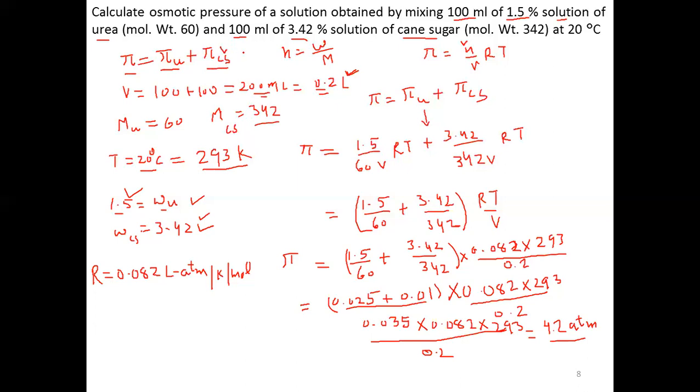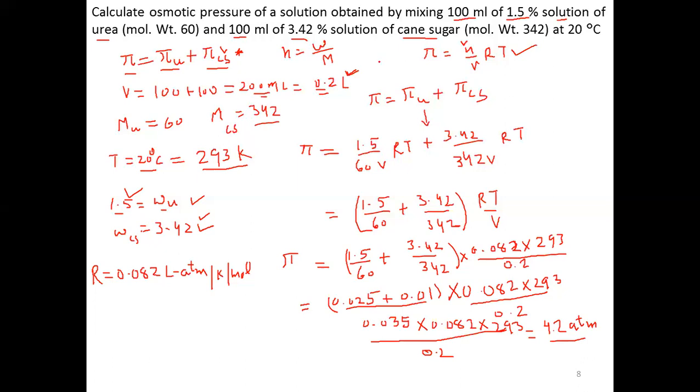If we had another solute, then we would also have added that. But in this numerical, we had two solutes. So like I said, for a number of solutes we can calculate by just adding the osmotic pressure of each solute: osmotic pressure of urea plus osmotic pressure of cane sugar. Now we have this formula to calculate osmotic pressure.